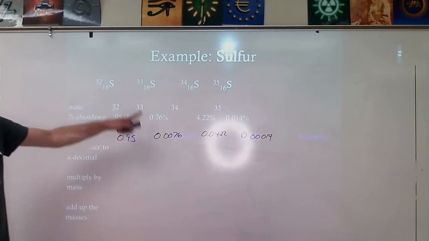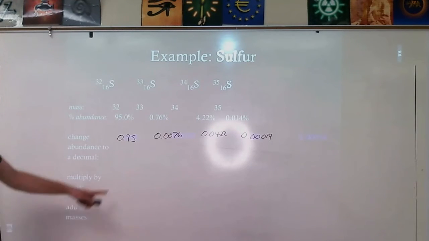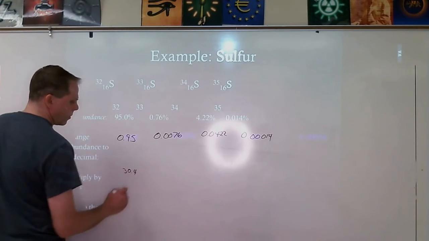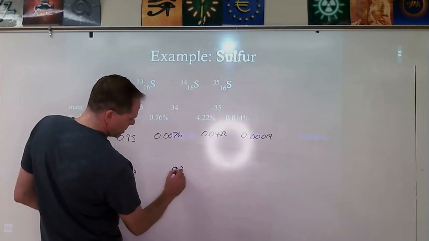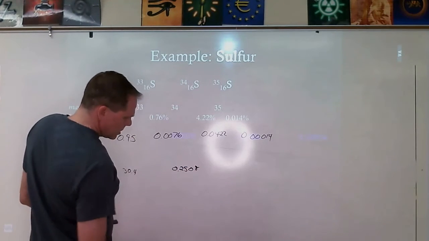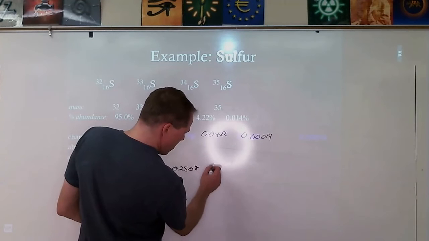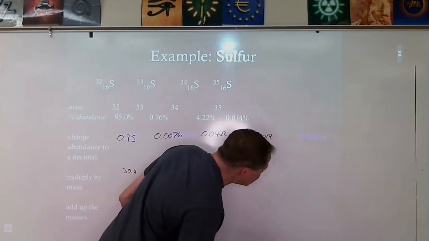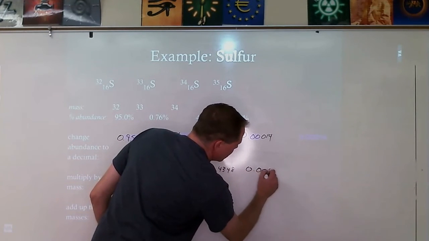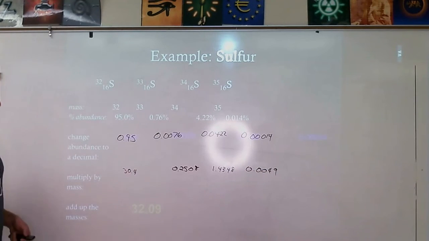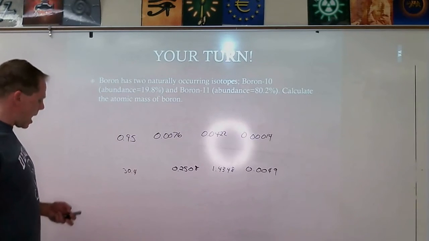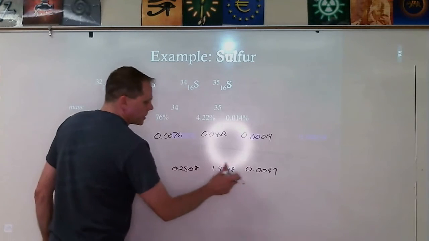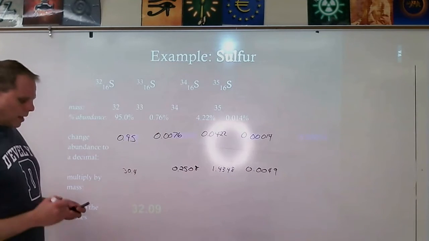So just multiply by 32, 33, 34, 35, and there's no way you can see that. But these numbers are 30.4, 0.2508, 1.4348, I think, and 0.0049. It's like invisible writing. Okay, you can probably see the green there. All right, so you take these and you add them up, this one plus this one plus this one plus this one, and you get 32.09.